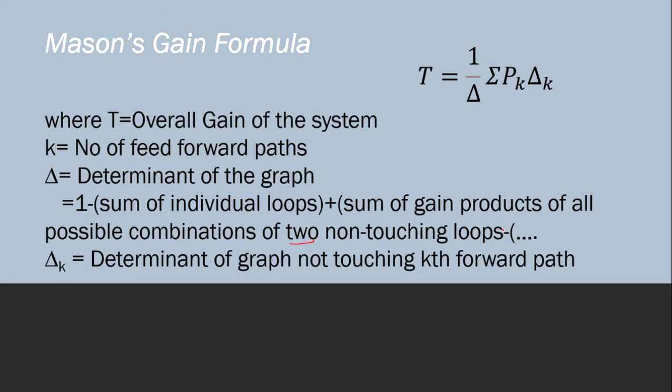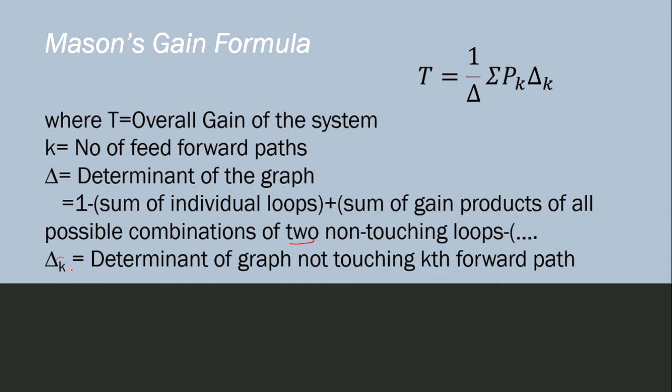In this way, it will go on depending upon the figure structure, how many loops or how many non-touching loops are present. Depending upon that, we have to determine the value of delta. Next is delta k. So what is delta k? We have to determine the value of the determinant of the graph not touching the kth forward path.